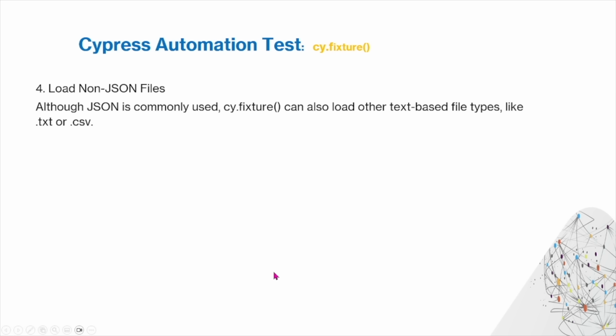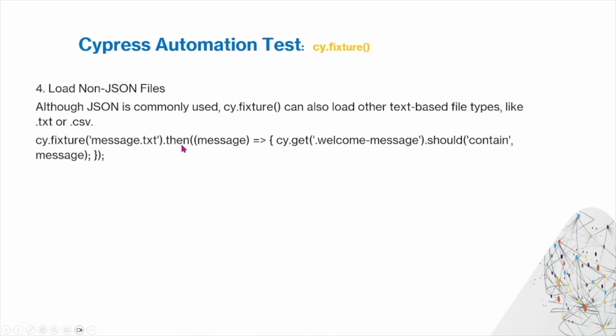The fourth thing to do is to load non-JSON files. Although JSON is commonly used, cy.fixture can also load other text-based files such as text files and CSVs. So this is an example where you're loading a text file.